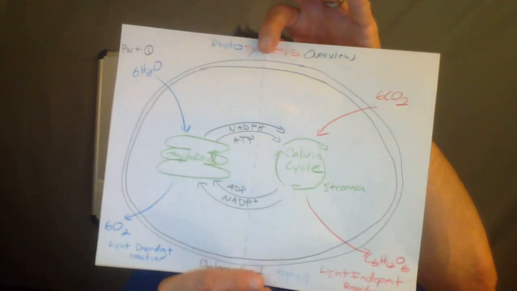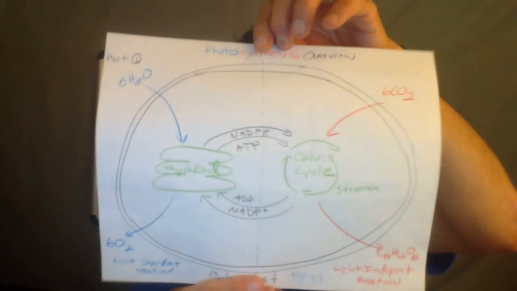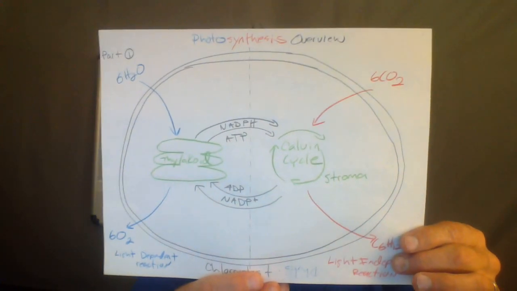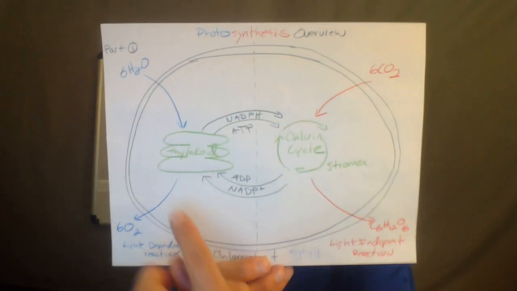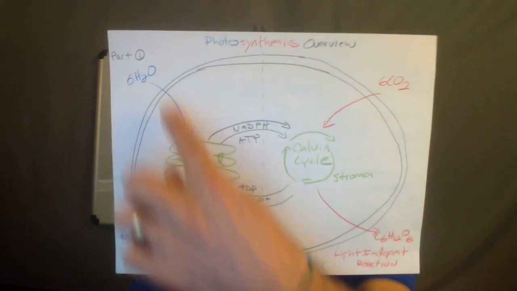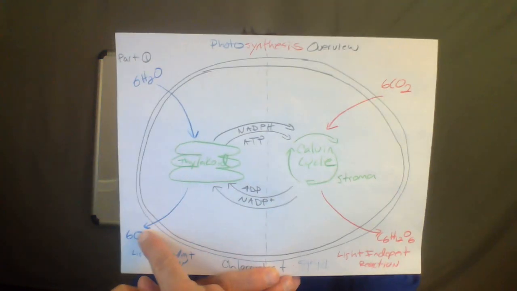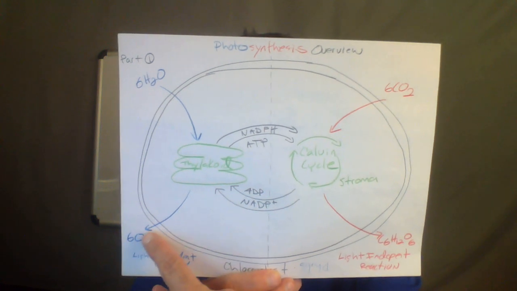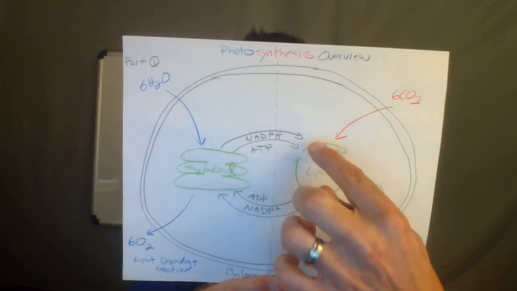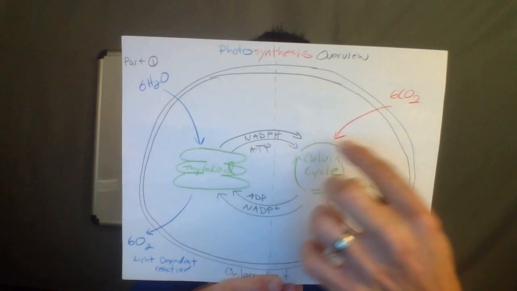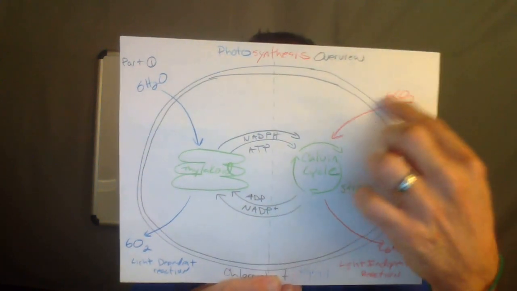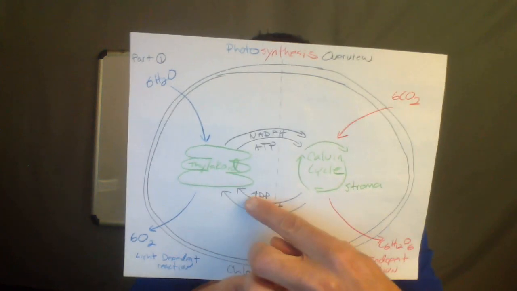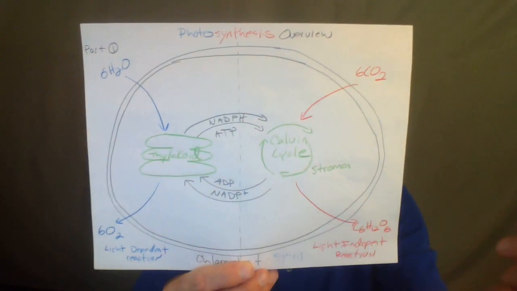If we turn it over, it's the same thing. Now it's just the graphic organizer of where it happens in the chloroplast. All right, so here is the thylakoid. We add the water, and we add the low energy intermediates. We get out the oxygen and these high energy intermediates. The high energy intermediates go into the Calvin cycle, where the carbon dioxide comes in, and we get out the low energy intermediates and the glucose.